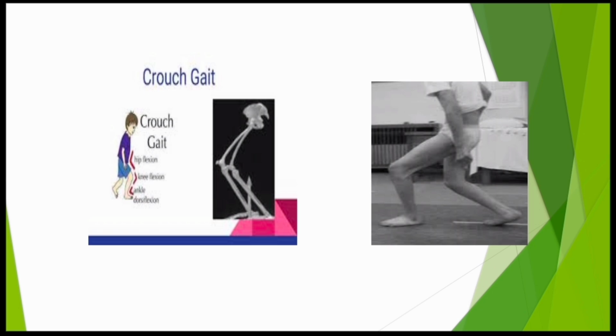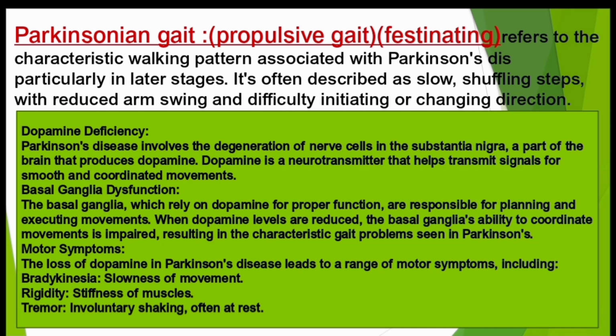Next one is Parkinsonian gait, also known as propulsive gait or festinating gait. It refers to the characteristic walking pattern associated with Parkinson disease, particularly in later stages. It's often described as a slow shuffling step with reduced arm swing movement, and also difficulty initiating or changing direction. It's very difficult for a Parkinson disease patient.